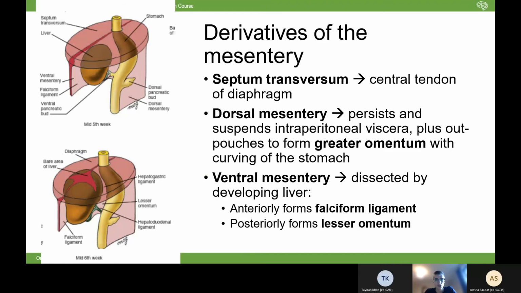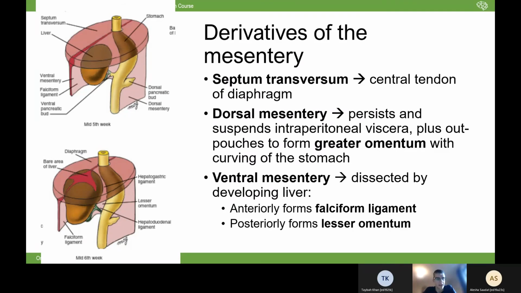We get that dorsal mesentery, which connects the gut tube to the back wall of the abdomen. So that stays and it suspends the intraperitoneal viscera. But with the turning of the stomach, and I've got a picture of this coming up, it actually forms this big hanging pouch in front of the bowel, which we call the greater omentum.